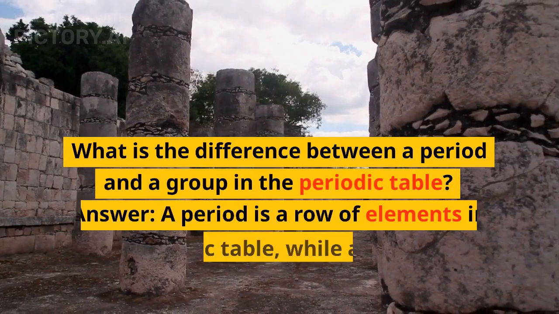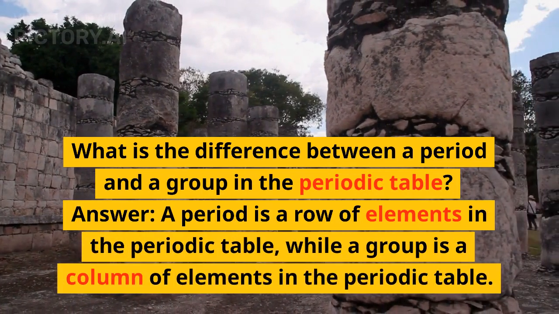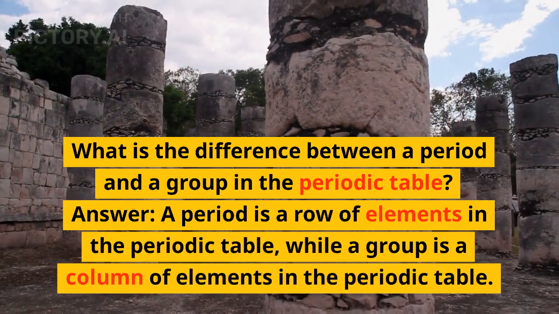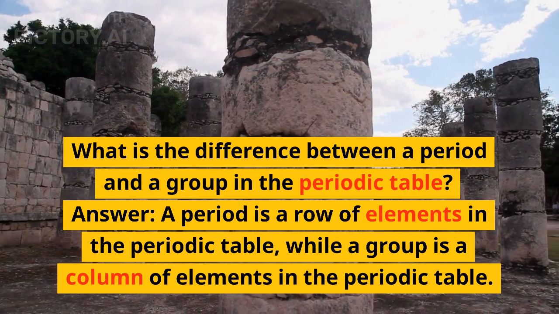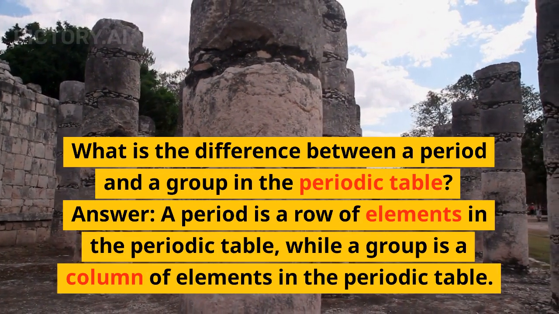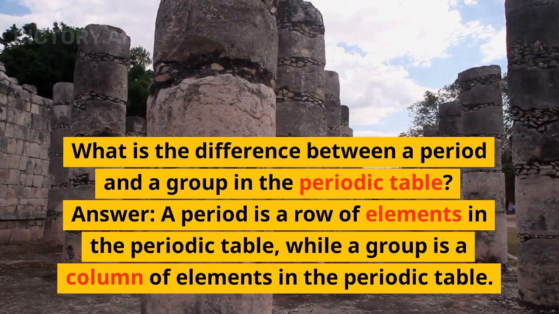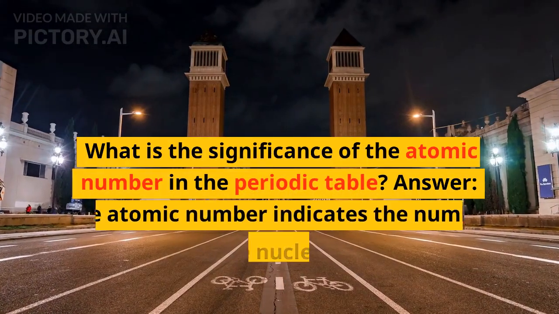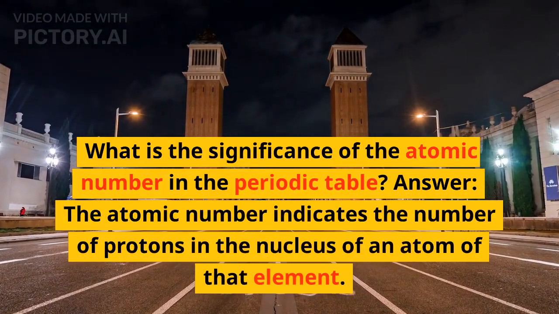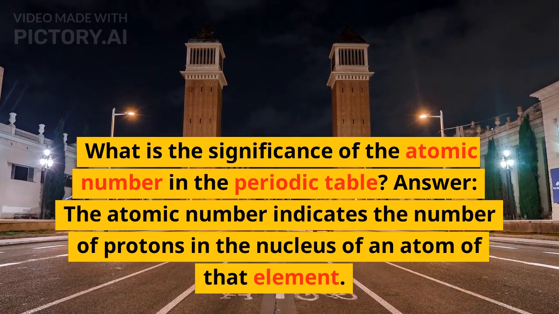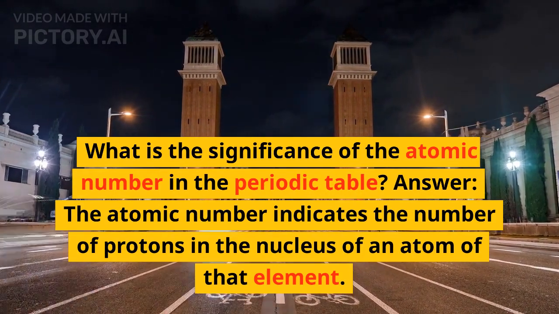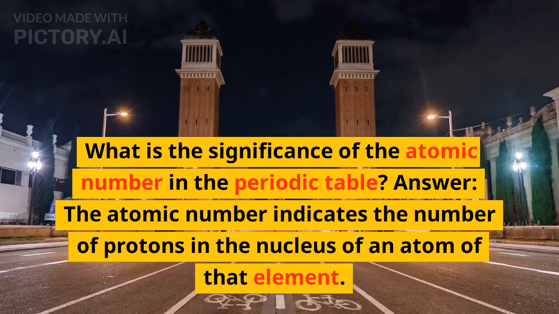What is the difference between a period and a group in the periodic table? Answer: a period is a row of elements in the periodic table, while a group is a column of elements in the periodic table. What is the significance of the atomic number in the periodic table? Answer: the atomic number indicates the number of protons in the nucleus of an atom of that element.